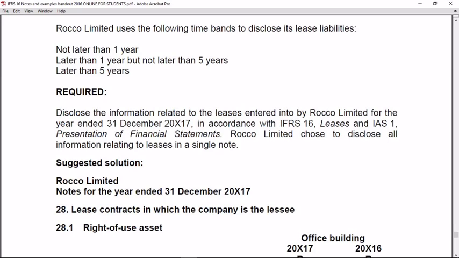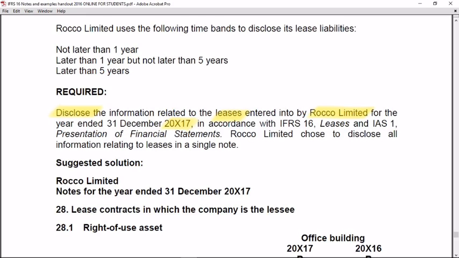The required of this example is to disclose. Please remember the difference between disclose and present. Disclose is where we're working towards the notes that would accompany your financial statements. Related to leases entered into by Rocco Limited for the year ended 31 December 2017 in accordance with IFRS 16 Leases, and remember to also always consider IAS 1 when doing presentation and disclosure.